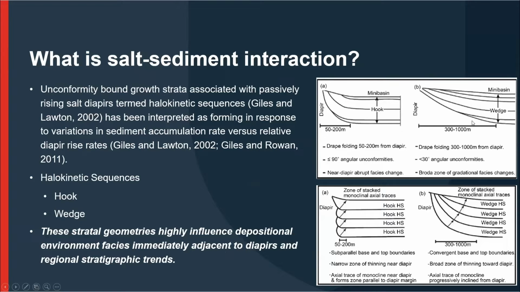And depending on how fast the salt is rising up through the subsurface and the sedimentation patterns being deposited, you'll get a different geometry or different shape of a stratigraphic unit that is up against a salt diapir. So these are end members, so they can definitely have some variability between the two, but we have hooks and we have wedges.